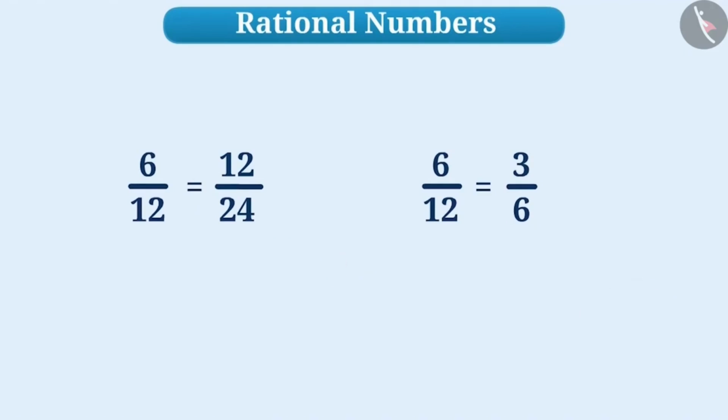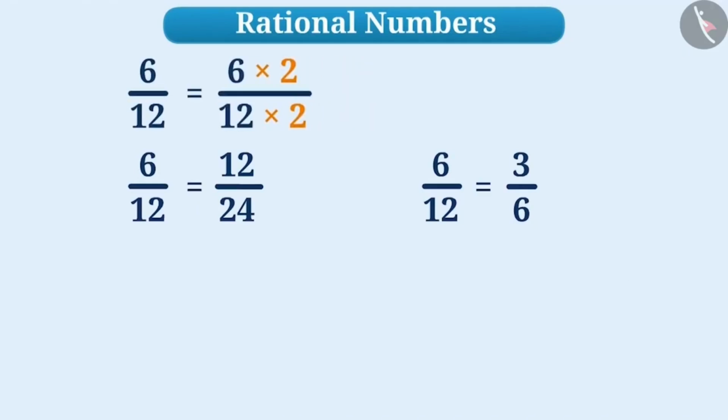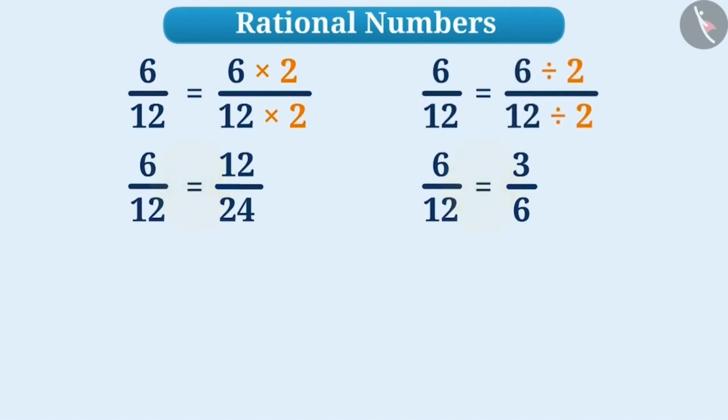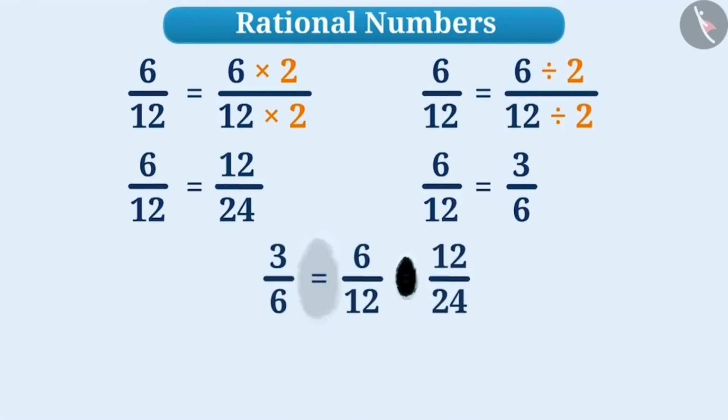This is similar to obtaining equivalent fractions. Multiplication or division of both the numerator and denominator of a rational number by the same non-zero number gives a rational number of the same value. These are rational numbers whose values are equivalent to each other.